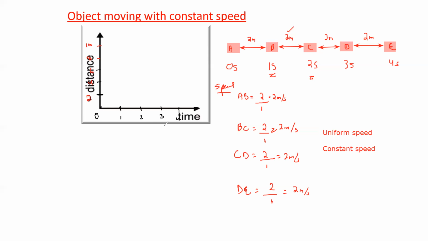So we want to plot a distance time graph for this object which is moving with a constant speed. In the beginning, when time is equal to 0 seconds, the object is just about to move, so it is at this point, the distance is 0. That's the first point. Then after 1 second, what is the total distance traveled by the object? That's equal to 2 meters. So after 1 second, the object is at the 2 meter mark.